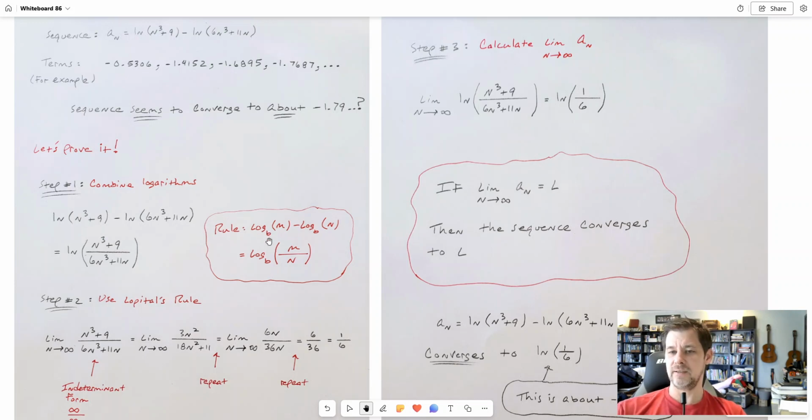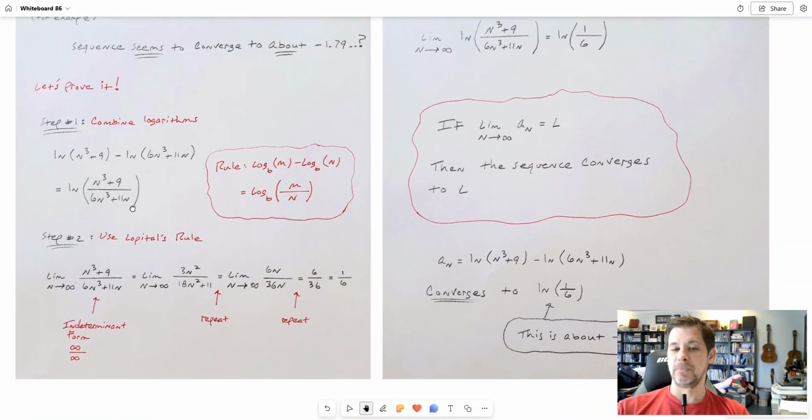The rule I use for that is a logarithm of any base b of some number m minus the logarithm of the same base of some other number n is one single logarithm base b of m over n. So these are both natural logarithms. They have a base of e. And so they are compatible with this rule. So this as one logarithm is natural log of (n^3 + 9) over (6n^3 + 11n). Okay, now if I can figure out what happens to this thing inside the logarithm as n goes to infinity, then I can figure out ultimately what the limit of this is.